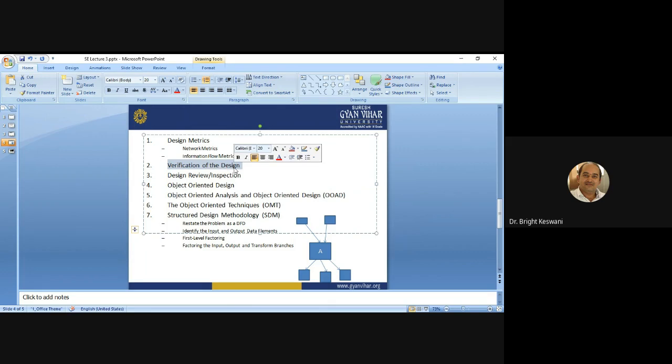Okay, the next topic is verification of design. How to verify the design? Tell me. There are two things to verify the design. First is review, and second is inspection. Review means to look again. View again and again what you have designed, to verify your design.